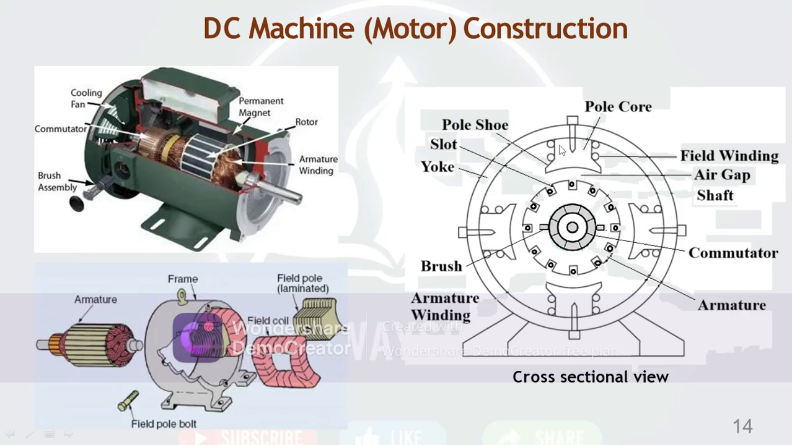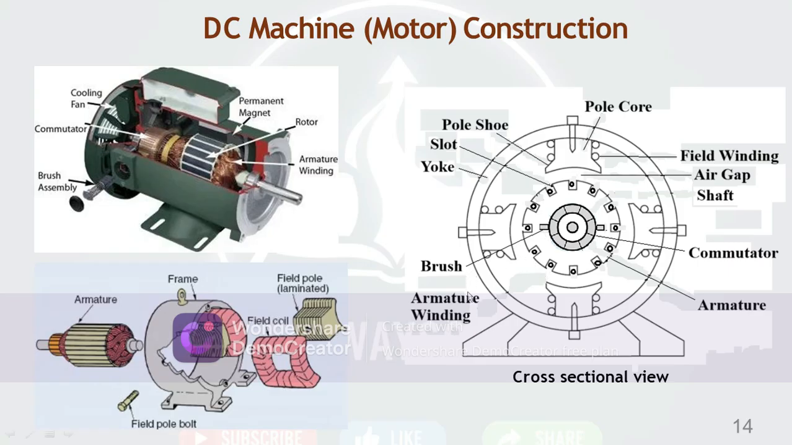The pole's function is to spread the flux through the air gap. This is the field winding around the core. The air gap is here. Then slots on the armature; this portion is called the armature. On the armature there is a commutator, which collects the current and converts the mechanical current to rectified current. These are the brushes, made of carbon material.